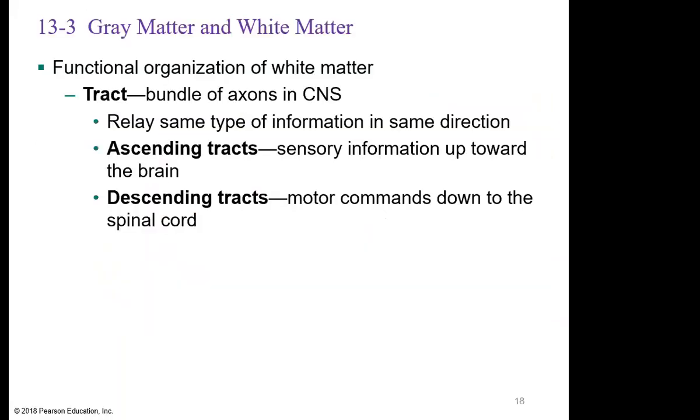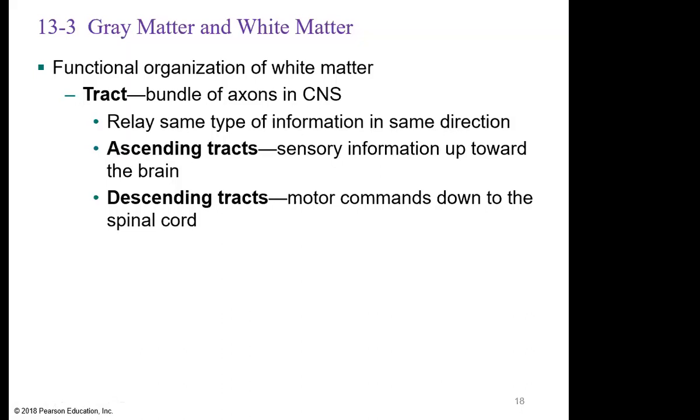All right. When we're talking about our white matter, our columns, if we use the word tract, what we're saying is this is a bundle of axons within the central nervous system. They relay the same type of information in the same direction. So ascending tracts are sensory information up to the brain. If we're going to ascend, obviously we're going to go up. Since the spinal cord is inferior to the brain, that is the path that we have to take in order to get up to the brain.